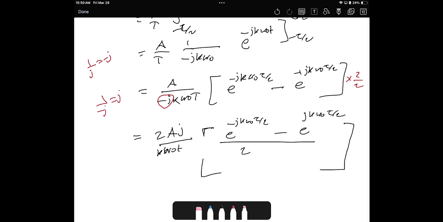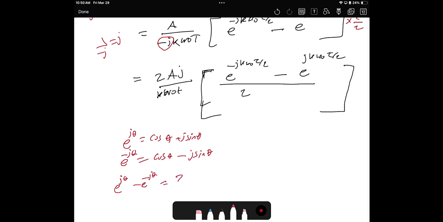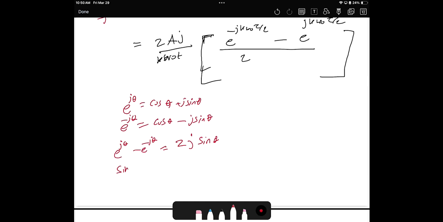I think I need to do something. Let's recall e power j theta equal cosine theta plus j sine theta. Then e power negative j theta equals cosine theta minus j sine theta. Subtract, then e power j theta minus e power negative j theta equals 2j sine theta. Therefore, sine theta will be e power j theta minus e power negative j theta divided by 2j.